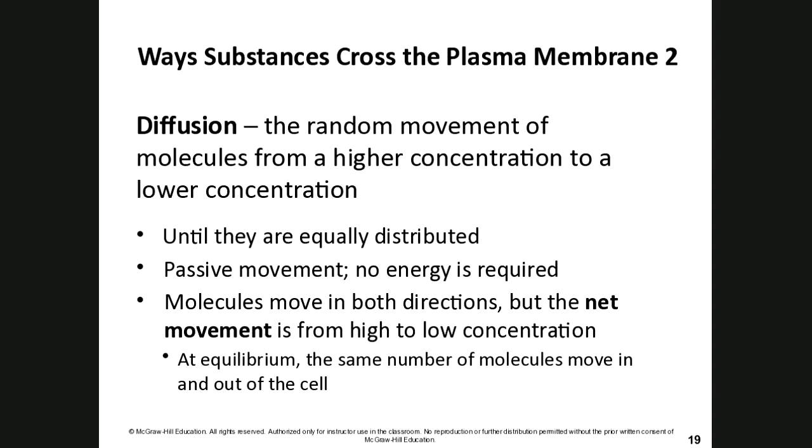Diffusion is the most basic type of passive transport, where there is the movement of objects from an area of high concentration to low concentration, and that movement takes place until the molecules are pretty much equally distributed on both the inside and the outside of the cell. Although molecules are always moving in both directions, there's really no net movement once equilibrium has been achieved, because the same number of molecules are on one side of the membrane as on the other side.